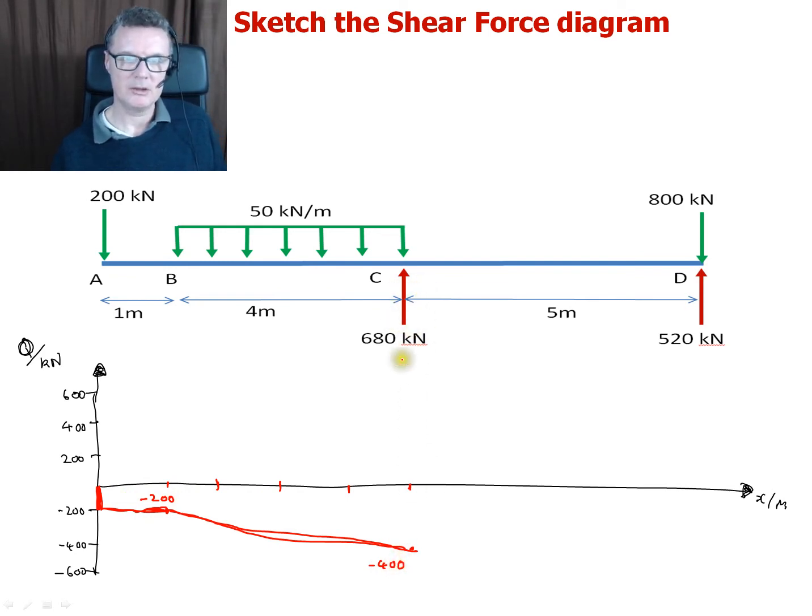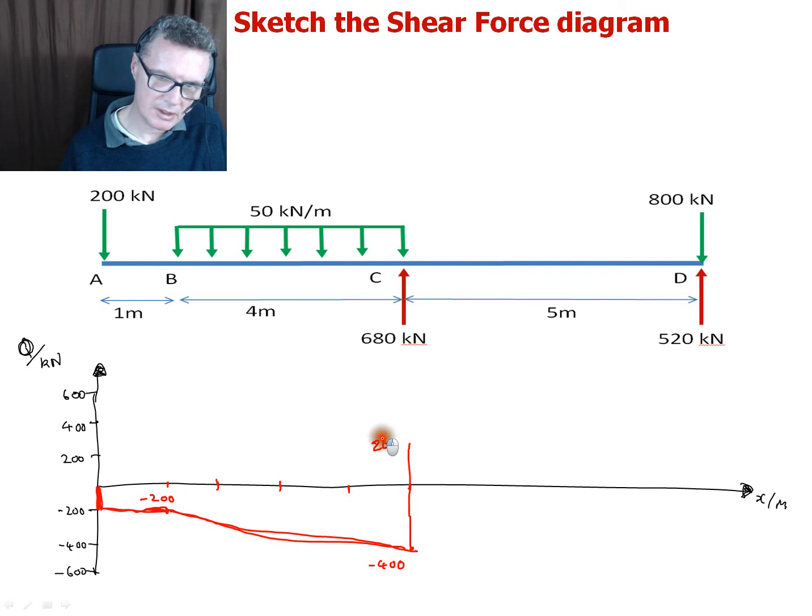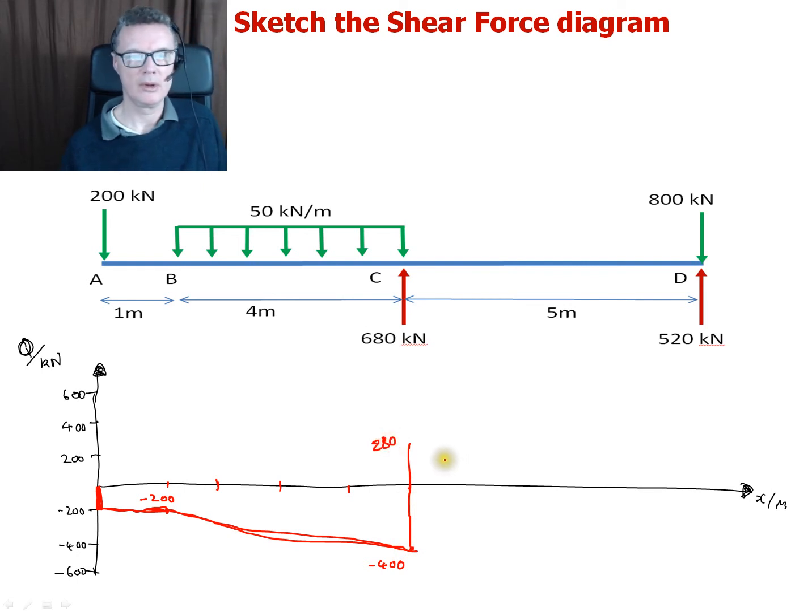Right, when I hit this point here, I then need to jump up by 680. So that means I've got 680, take away 400, which means I will then want to jump up to 280. So that's about there and a little bit more. So that would be 280. Okay, and then nothing happens.